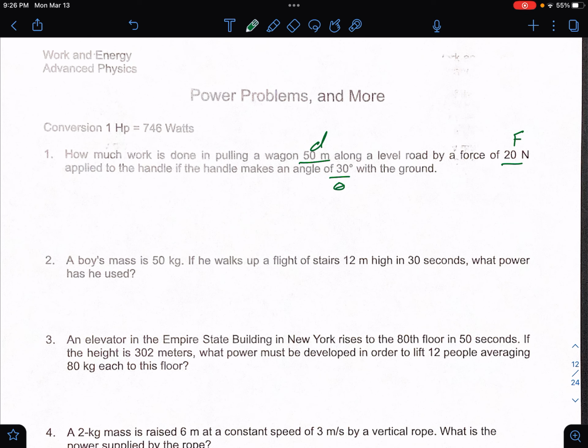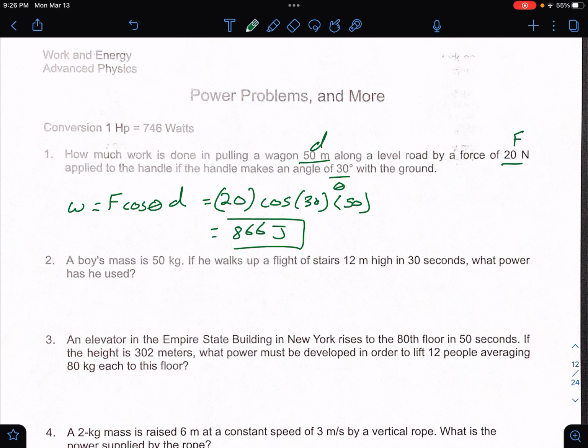I was given a force, and I was given an angle. So this is just a work problem. We're not even asking about power in this problem. So remember, work equals force times cosine of your angle times distance. Okay, so my force would be 20 newtons, cosine of 30, times a distance of 50. So multiply all those out, and I get 866 joules of work.